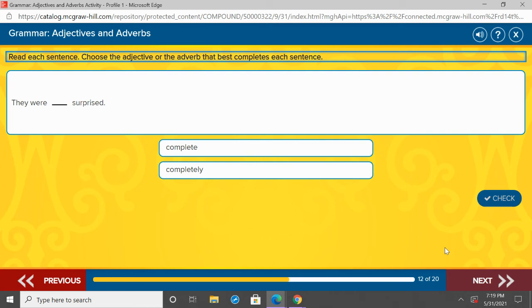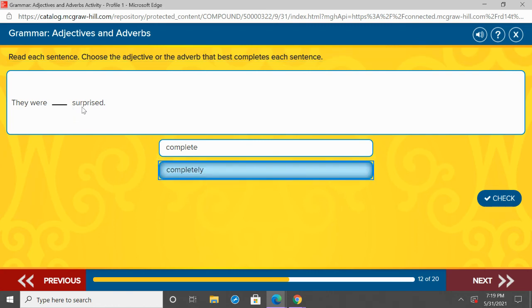They were blank surprised. They were complete surprised, or they were completely surprised. Go ahead and point to your answer. If you need to pause me, please do so. All right, you should have said they were completely surprised. How surprised were they? They were completely. So we're using an adverb here because we're describing surprised.